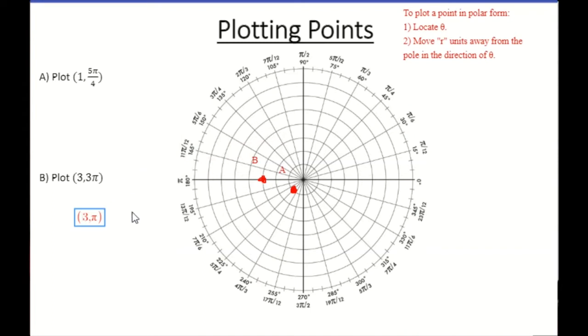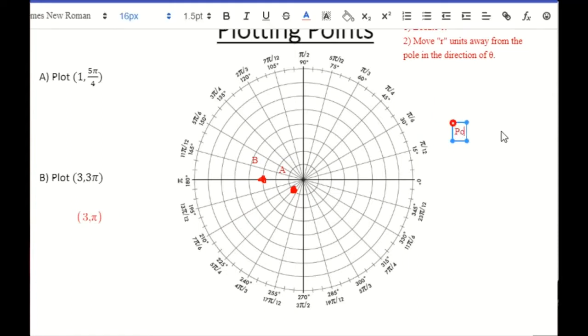In fact, you could say it's either one. You could even say it's 3 comma 5 pi or 3 comma 7 pi. One huge difference that the polar system has versus the Cartesian system is that points are not unique.